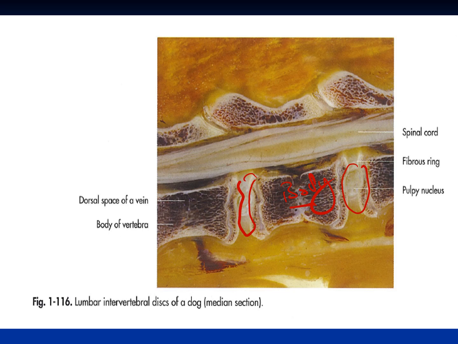Any displacement or change in the location of these vertebral discs may affect the spinal cord. This is the spinal cord here, and if these intervertebral discs are displaced toward the spinal cord, it may cause a spinal cord injury and a lot of pain, and may cause paralysis if not treated.